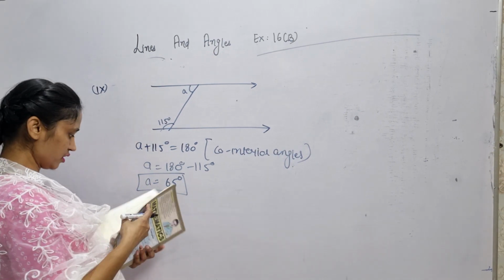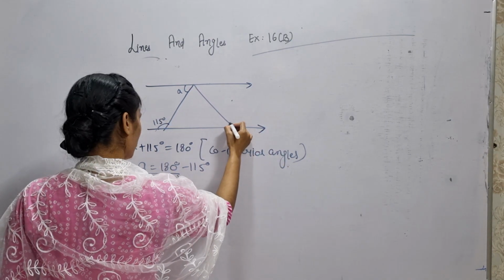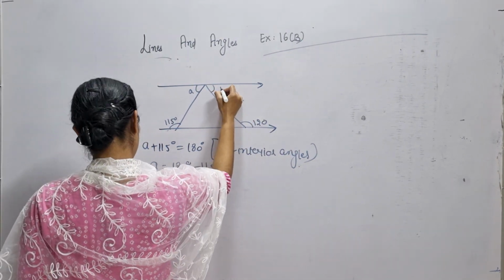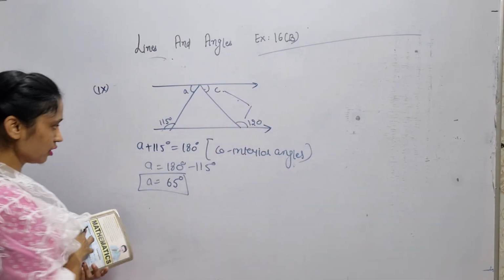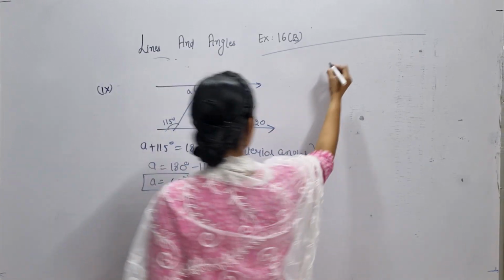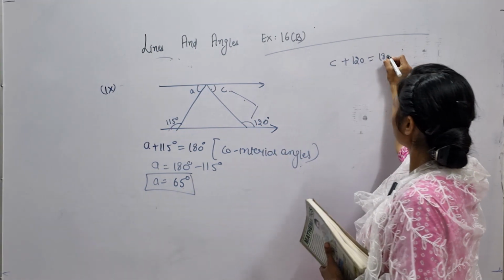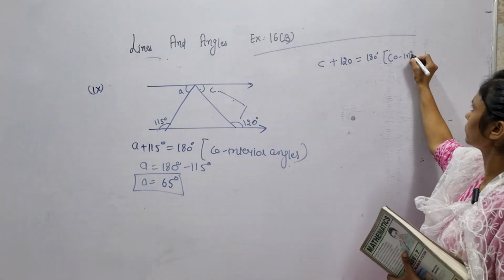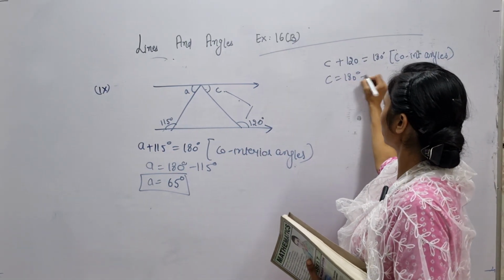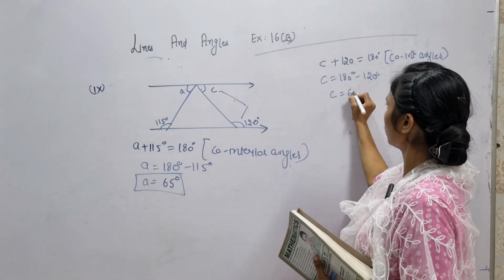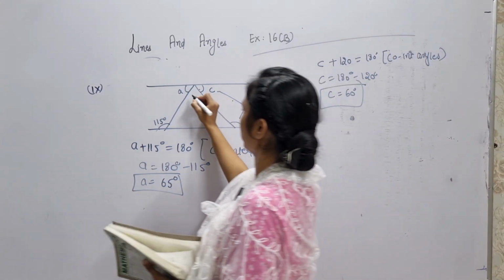Next, in this figure they have given 120 and here they have given C. Which type of angles are these two? These two angles are co-interior. Again, we will use the co-interior angle property here. Means C plus 120 degrees is equal to 180 degrees. Same reason, co-interior angles. C is equal to 180 minus 120. C is equal to 60 degrees. C is also calculated, and B is here in between.